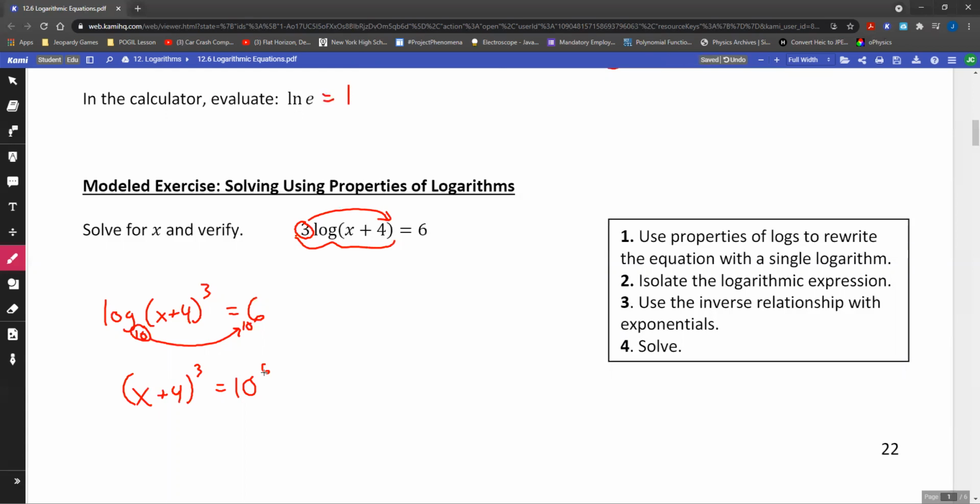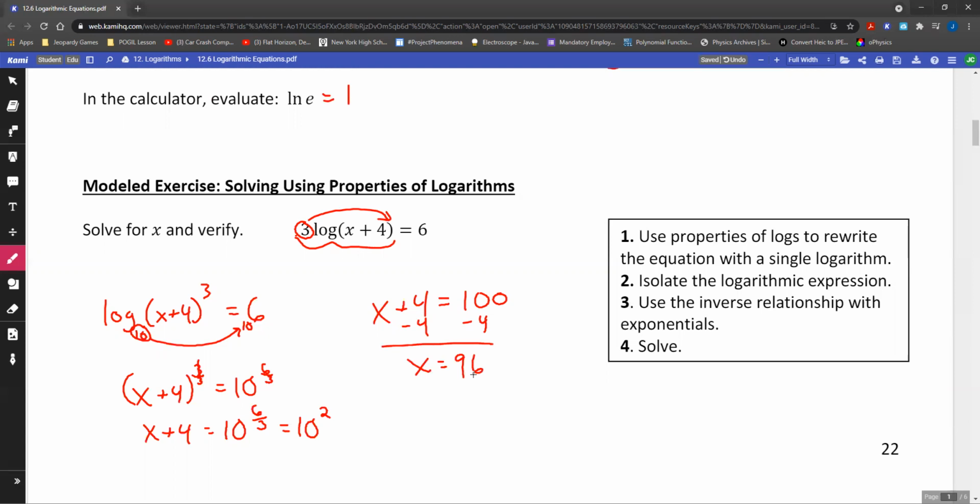To continue, I need to move the exponent off of the x plus 4. I do that by essentially dividing the exponents by 3. So this just simplifies to x plus 4. And this now is 10 to the 6 over 3, or 10 squared. So we have x plus 4 equals 100, because that's what 10 squared is. Subtract 4 from both sides, and we get x equals 96.